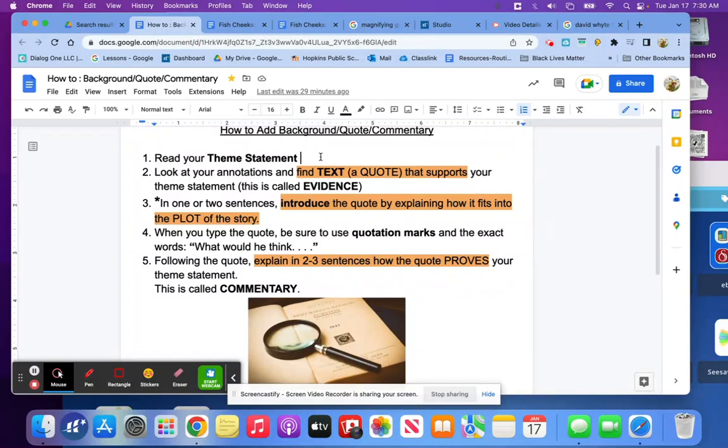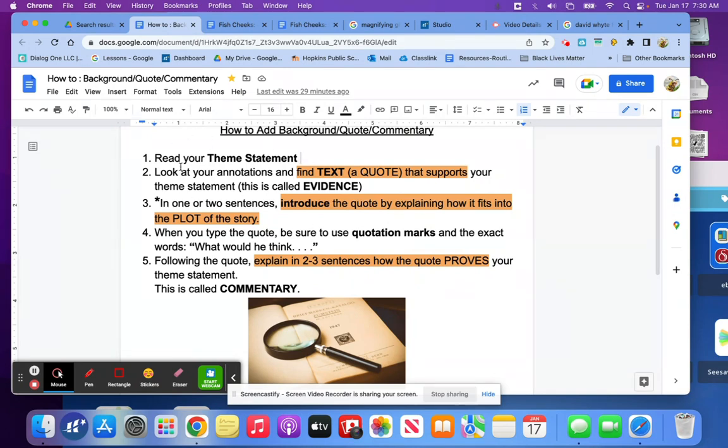Hey everyone, it's Miss Molly back to talk about how to add background information and pick your quote and then give commentary that proves it's a good quote that supports your theme statement. So, this is the biggest part of the paragraph, it's the body of the paragraph.